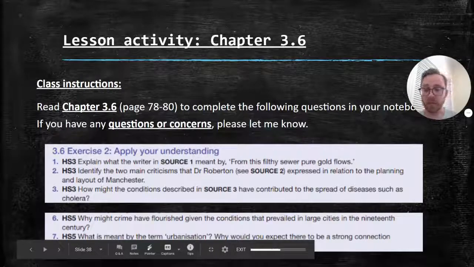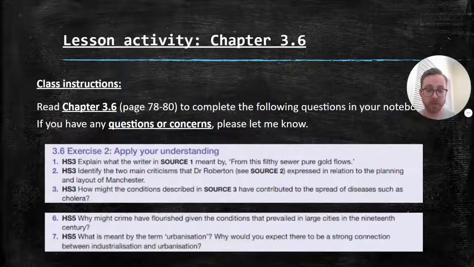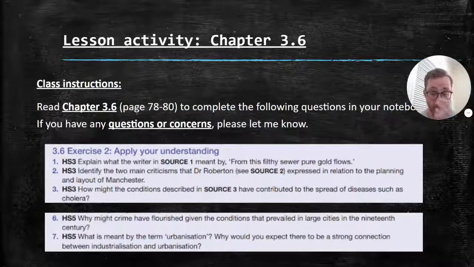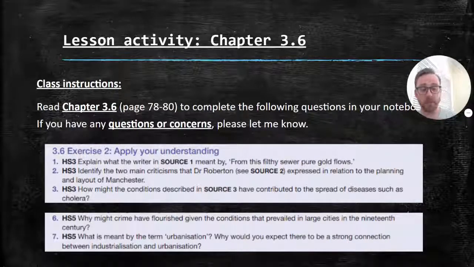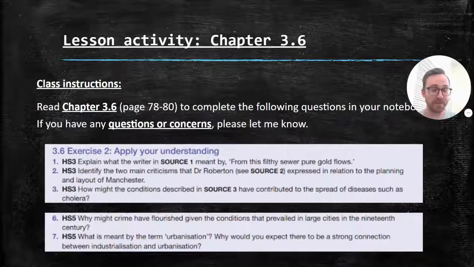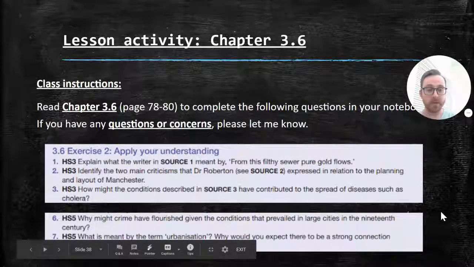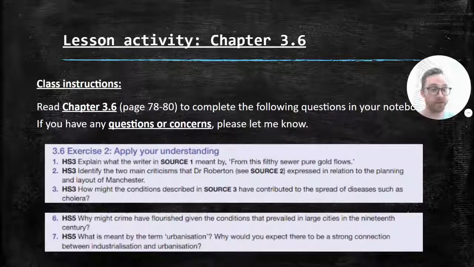Question 6. Why do you think there was so much crime in the Industrial Revolution? So why might crime have flourished given the conditions that prevailed in large cities in the 19th century? So that one's forcing you to think about the people and the environment. So consider the unemployment and the poverty that we had during the Industrial Revolution. What do you think those people are going to do if they can't find jobs? They still need food. They still need to support their family. Is that going to lead to an increase in crime? And how might that connect to our next topic, which is all the convicts being sent off to Australia to form a new country, which then took part in World War I.